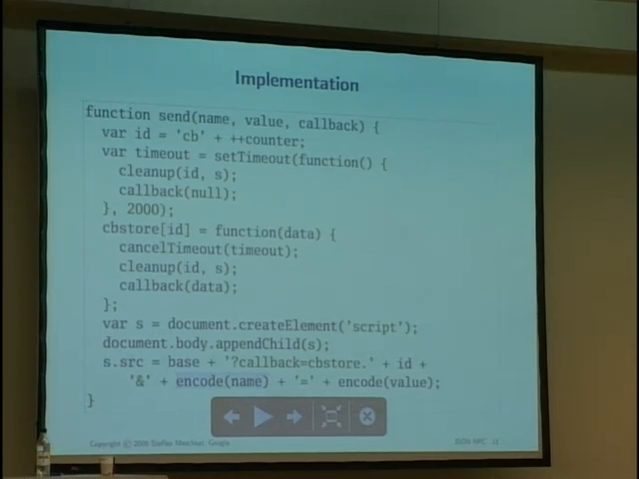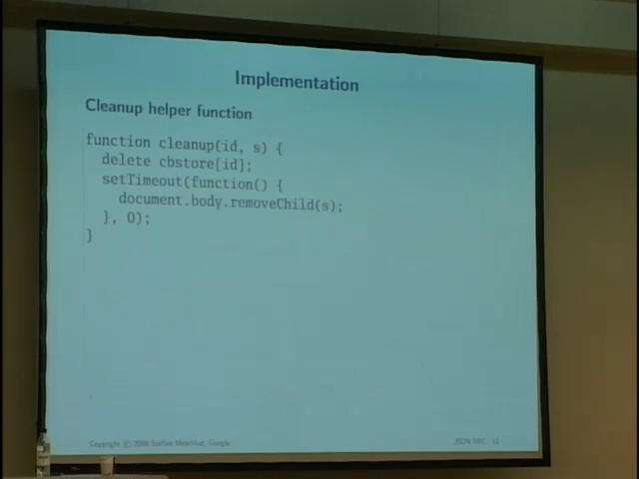So we just assign this URL to the source attribute of the script element, and that will trigger the request that is actually sent to the server, and eventually will cause the response to be loaded and this callback function to be invoked. So I'll come back to that slide later because I want to point out a few important things about the coding. But before, I just want to show you this cleanup function.